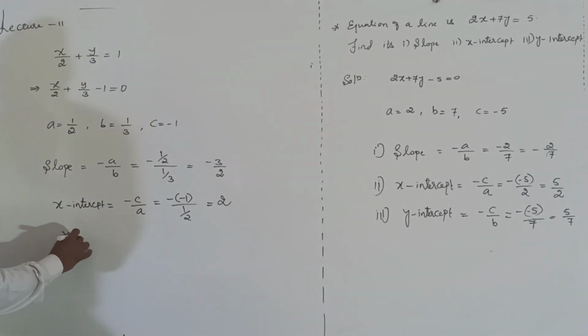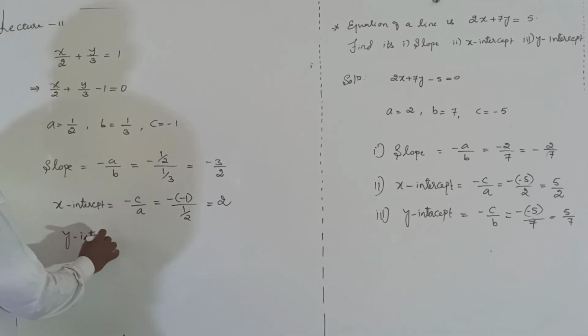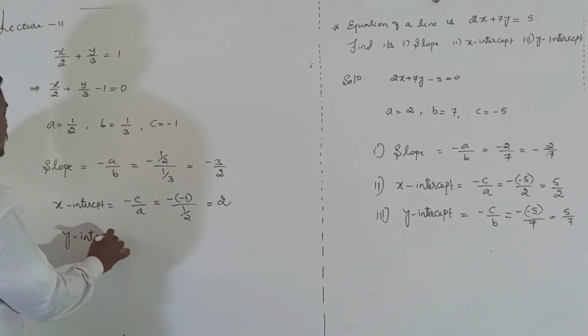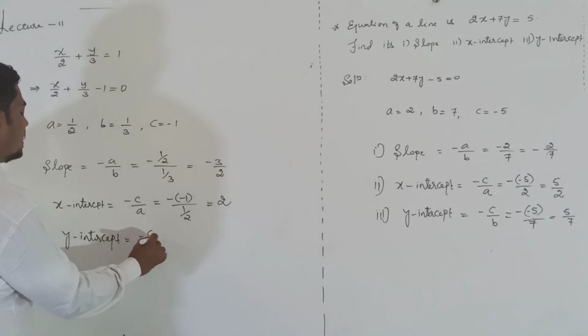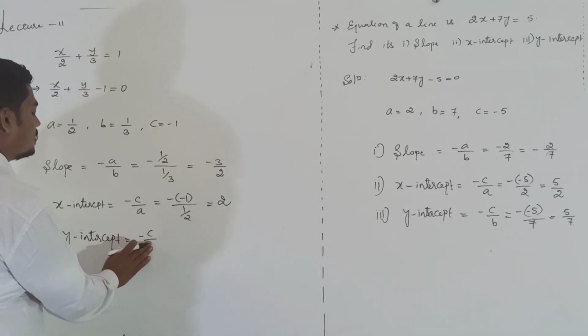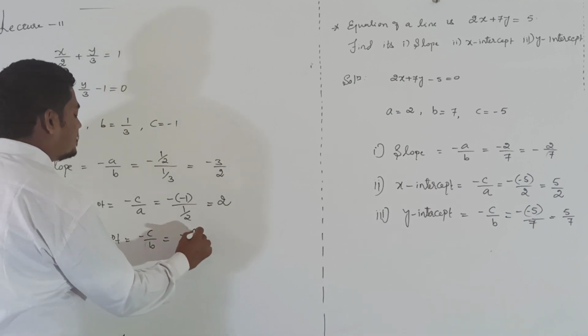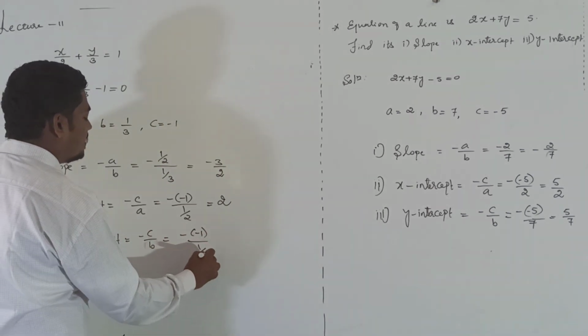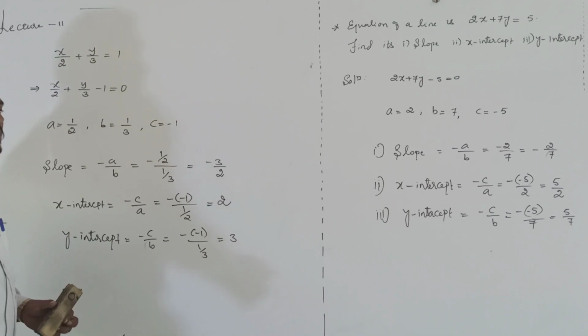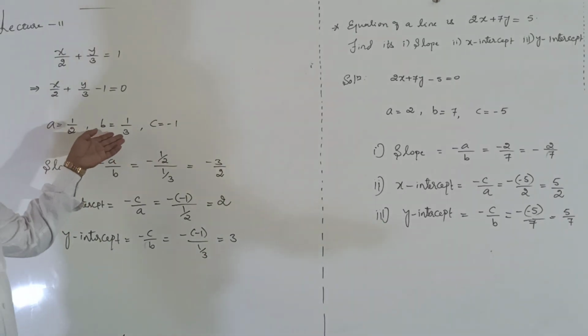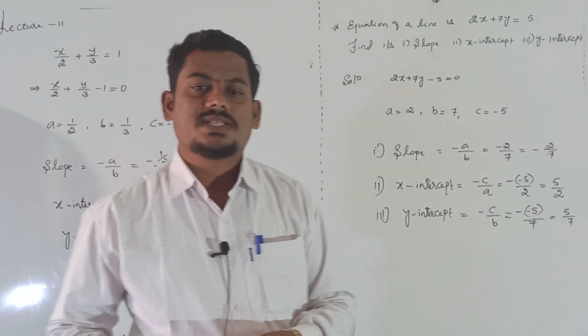Then y-intercept is equal to minus c by a, not c by a, minus c by b, that's equal to minus of minus 1 divided by 1 by 3, that's equal to plus 3. Or else you can directly write the x-intercept and y-intercepts, right?